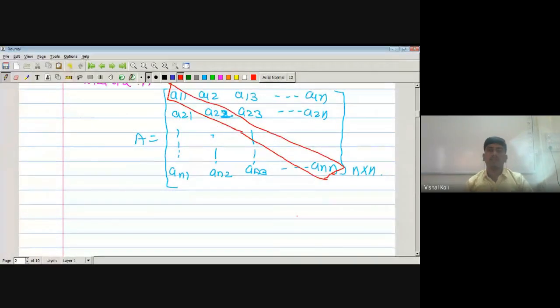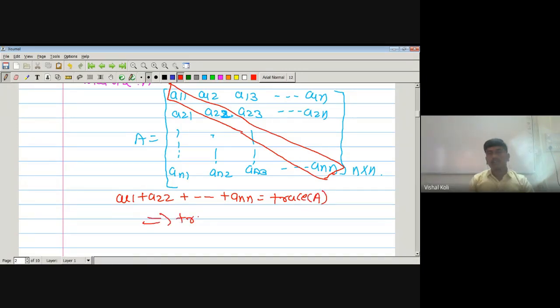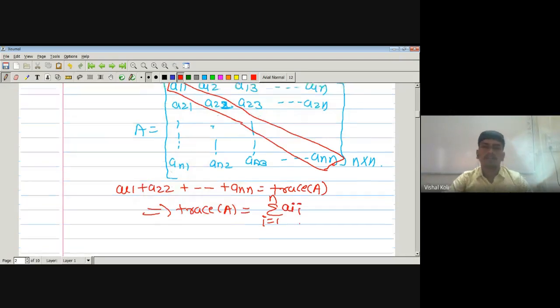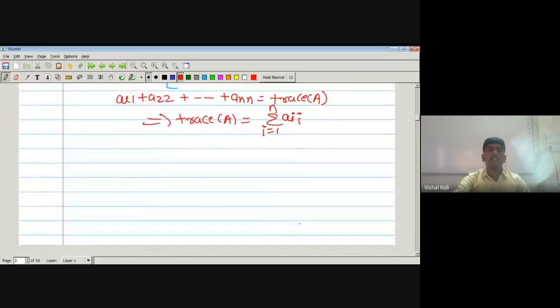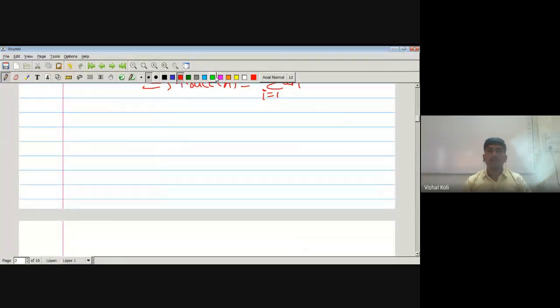As here A11, A22, up to Ann are the diagonal elements of matrix A, where A is a square matrix. Then A11 plus A22 plus up to Ann is nothing but the trace of matrix A, which is trace of A equal to the summation over i running from 1 to n of Aii. So this will be the trace of matrix A. Now the next type will be a row matrix.